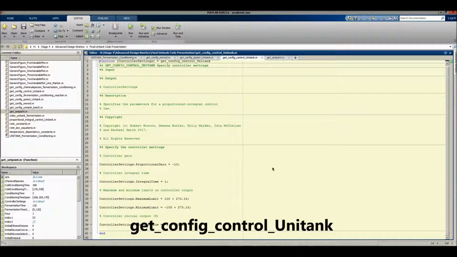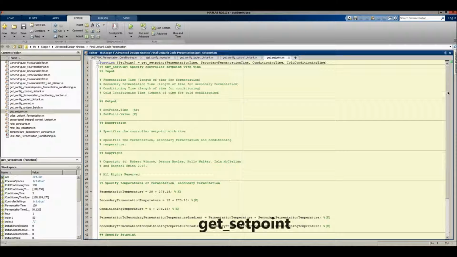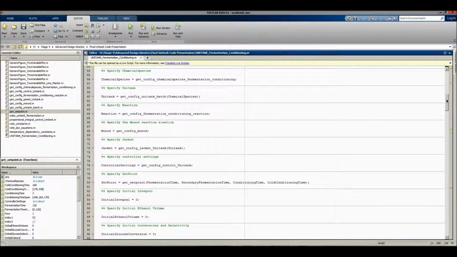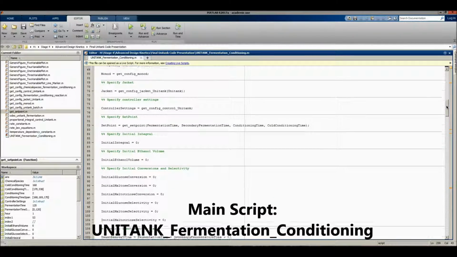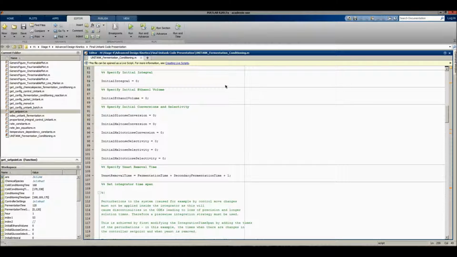getConfig_control specifies our controller parameters such as the gain, integral time, its limits and the initial value. We also have getConfig_setPoint, and this basically creates a vector of time and a vector of setPoint values, so each corresponding integration time point has its own controller setPoint. Within the ODE solver are equations to calculate the conversions, volumes, selectivities, and the integral, which is the error between the set point and the output temperature, with respect to time.